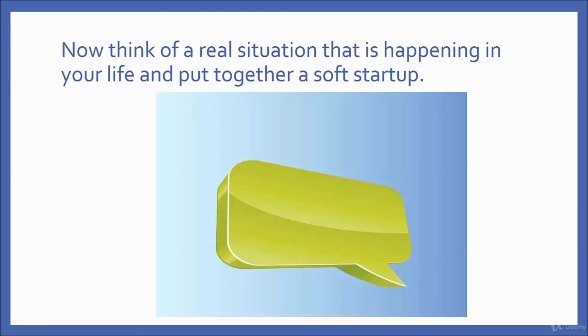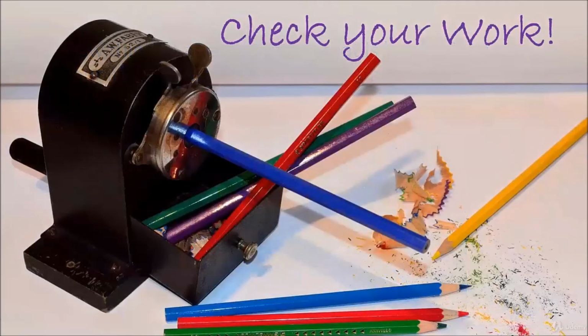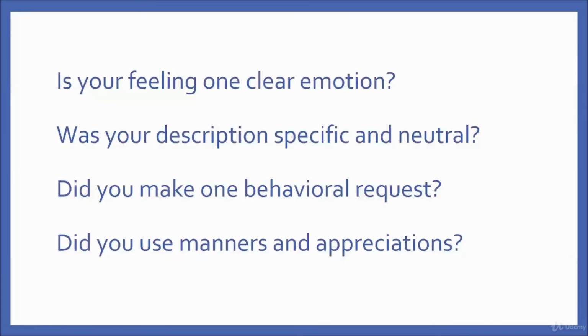Okay, now go ahead and check your work. Number 1, are you feeling one clear emotion, or are there prepositions there, meaning that you're talking about thoughts or opinions? Also, is your description specific and neutral without blaming? Did you make one and only one behavioral request? And did you use your manners and appreciations, really coming forward as if this is somebody that you really like and that you expect is going to be meeting your request? That kind of optimism tends to translate into motivation. Just a little side note.